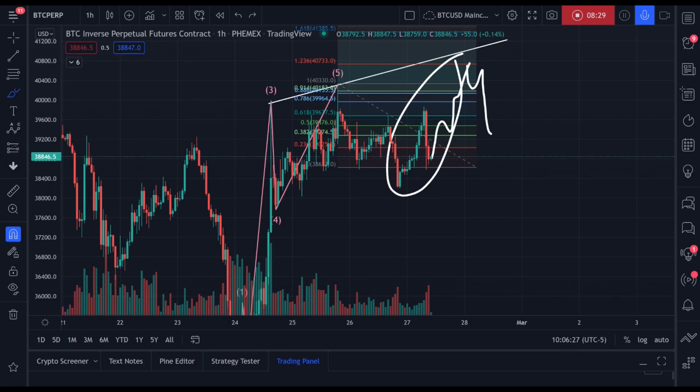This is how I'm preparing for volatility. This is how I can get in and out and still stay profitable and not get wicked out or caught unawares by these large moves.